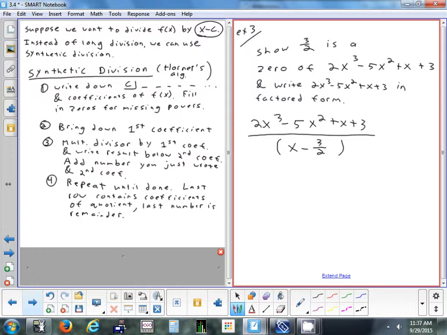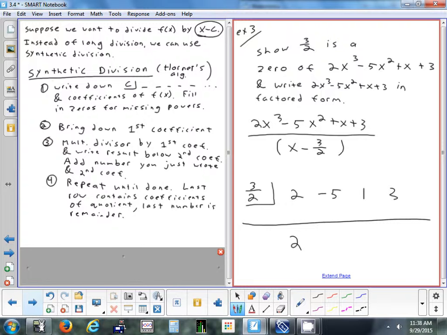So basically, I'm going to do this out right now, except I'm not going to use long division. I'm going to use synthetic division. Step 1: write down the number that comes after the minus sign, in this case 3/2. Write down the coefficients of f of x. Somebody tell me, what are my coefficients in the numerator here? 2, -5, 1, and 3. That's it. I'm just going to draw a line. And now step 2 is bring down the first coefficient, 2.